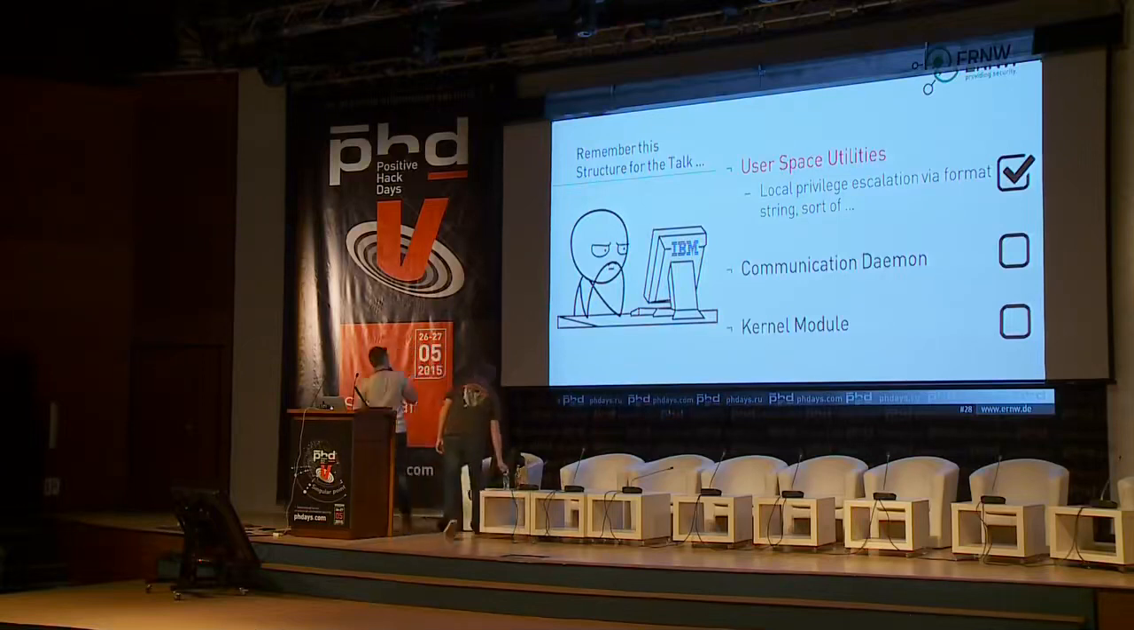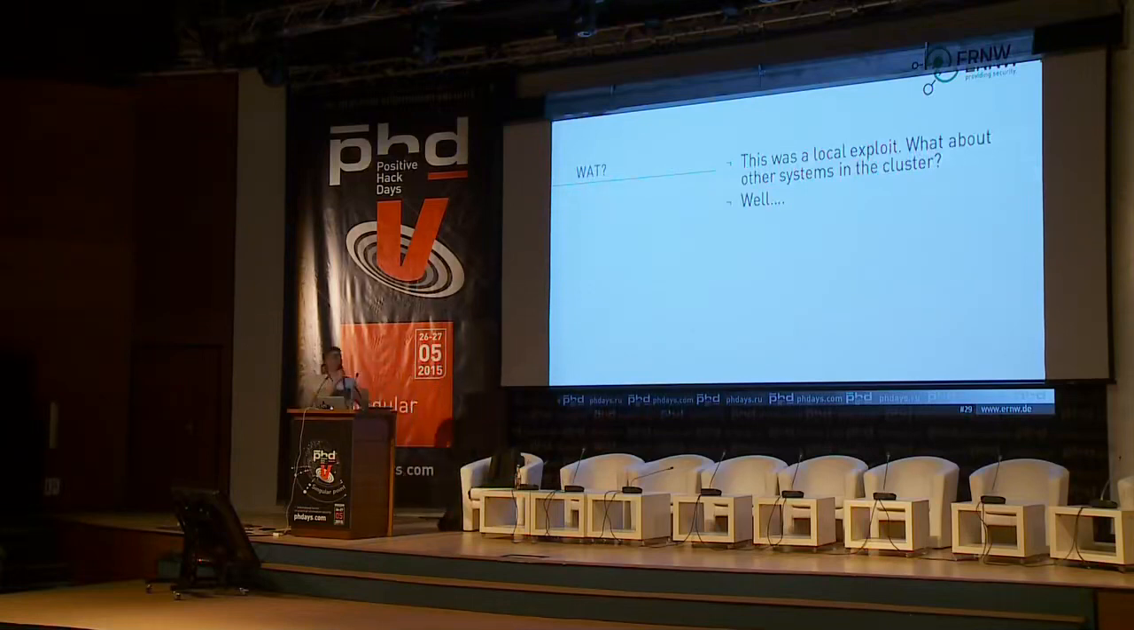This is already quite nice, but of course this is a local exploit on a local node in the cluster. We have multiple nodes in the cluster. If we have a local user account on one of these nodes, we can compromise it. The next step, of course, would be to compromise other nodes in the cluster. So we are thinking about what would be a cool exploit to gain access to other systems.